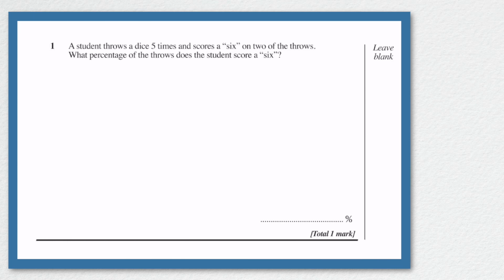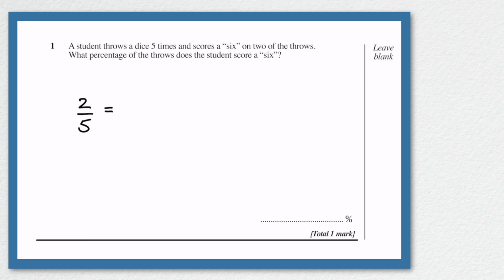So here's the first type of question. A student throws a dice 5 times and scores a 6 on 2 of the throws. What percentage of the throws does the student score a 6? There is only 1 mark for this question, so the expectation is that you should be comfortable in turning this into a percentage. So what the question is saying is that 2 of the 5 times that the dice was thrown, it produced a 6. Well, let's write this as a fraction, 2 over 5.